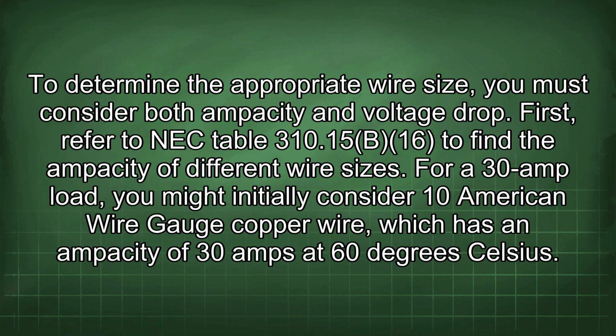First, refer to NEC Table 310.15(B)(16) to find the ampacity of different wire sizes. For a 30 amp load, you might initially consider 10 American wire gauge copper wire, which has an ampacity of 30 amps at 60 degrees Celsius.